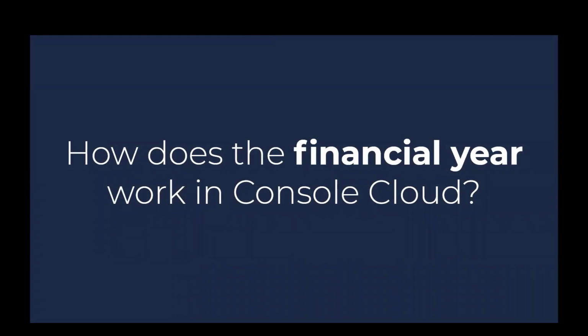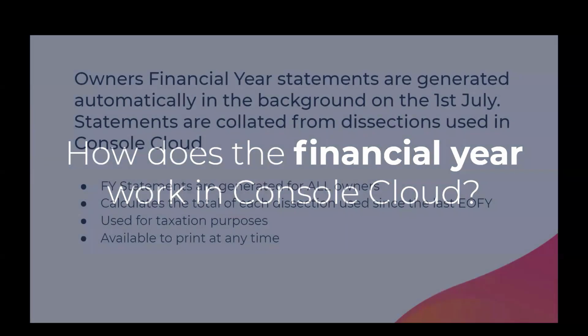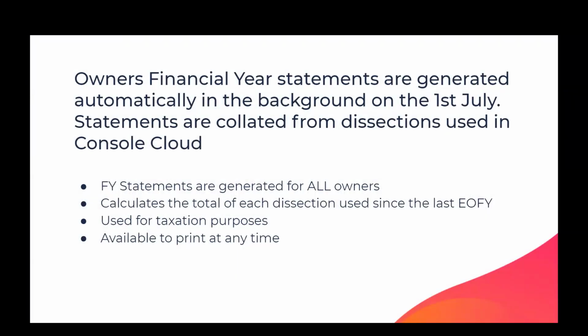But let's talk about next how end of financial year works in Console Cloud. It's important to understand this because it is different and it's actually a lot more simple than what you might think. You might think you haven't done it, but you actually have. If you are coming from Gateway, or even any other software, you'll probably notice quite a difference. Unlike other systems, your financial year statements are generated automatically in the background. So there's nothing that you need to do or trigger for the system to create these. The statements are all essentially collated from the dissections that are used in Console Cloud.